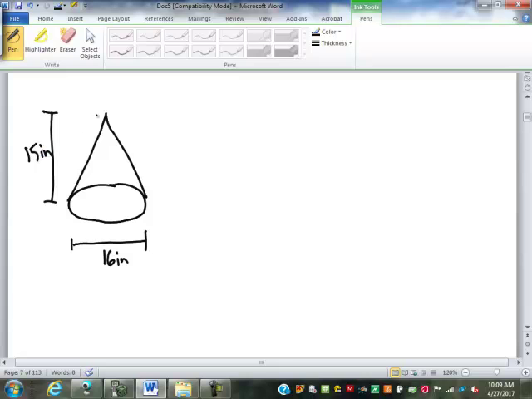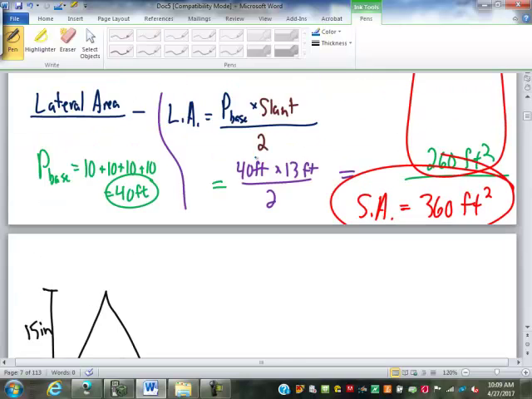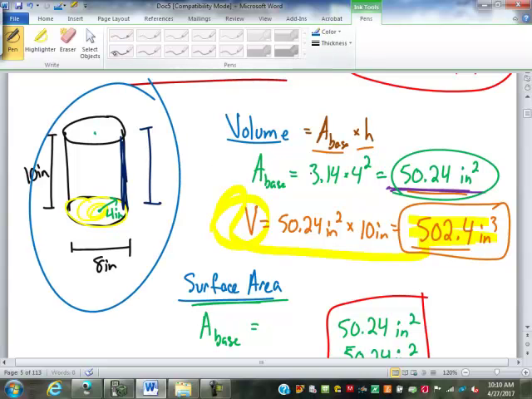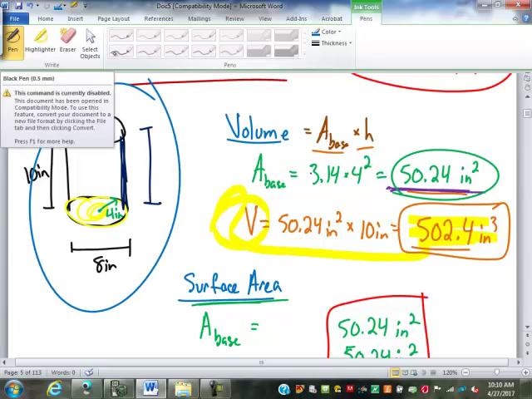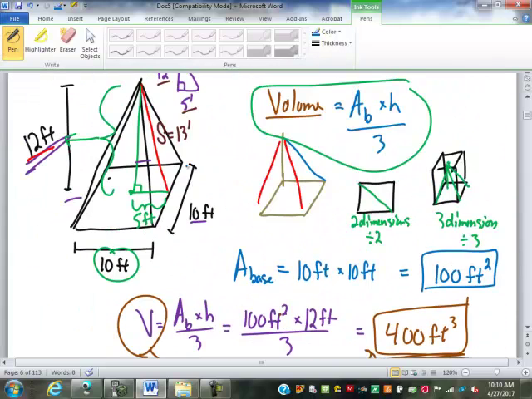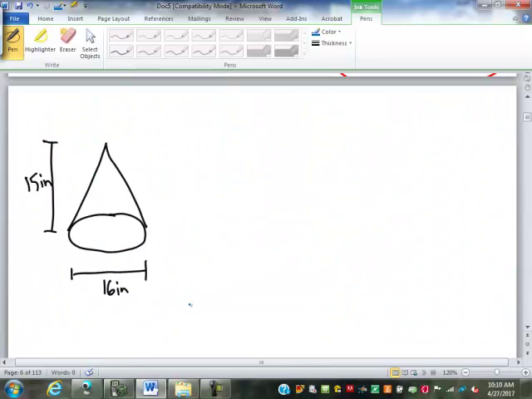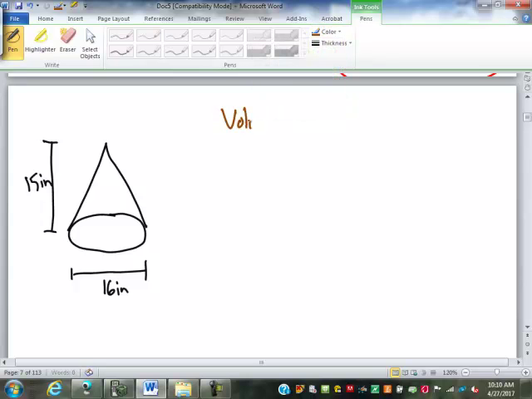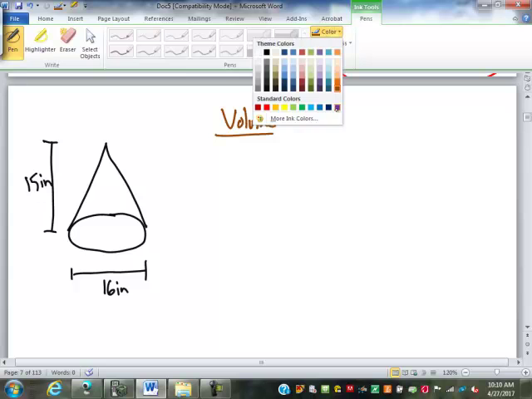This is a cone. Just like the cylinder, because of the way I defined the formulas, when I did this cylinder up here, it worked exactly like any other shape. Well, the cone, because of the way I defined the formulas, is going to act exactly like our pyramid here. So to find volume, what's the first thing I always need to find?